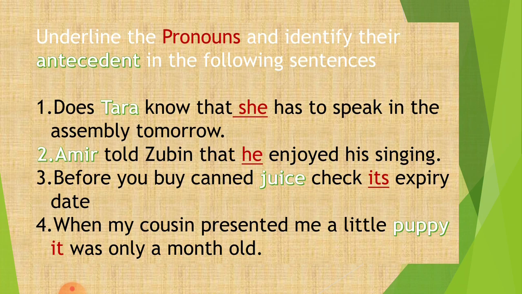Okay. Before you buy canned juice, check its expiry date. Now what is the pronoun? Its. Now whose place have you used it? Juice. So what is the antecedent? Juice.